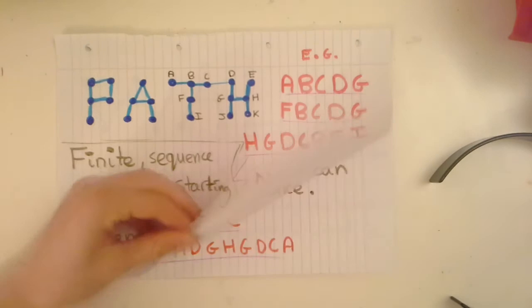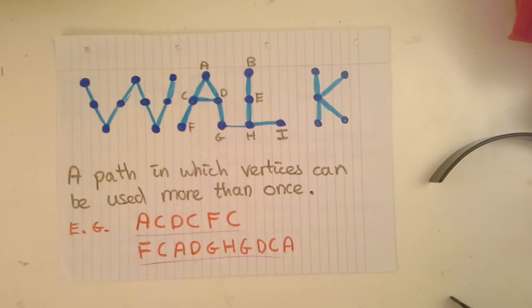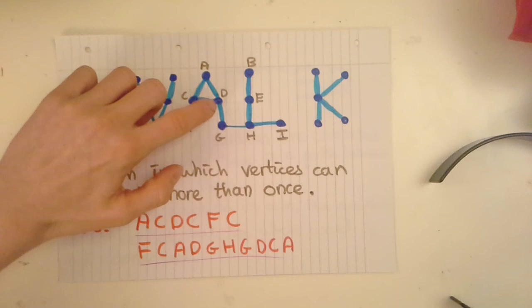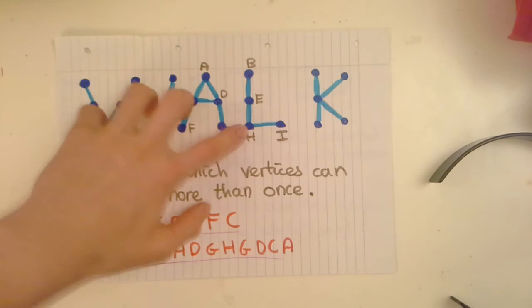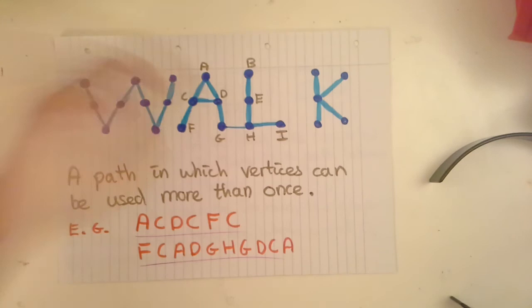And then we have a walk. A walk is the same thing as a path, but this time we can use the vertices more than once. So perhaps we might have A, C, D, back to C, to F, and then back to C again. We could have one that's slightly longer. We could start F, go to C, to A, to D, to G, to H, and then go back to G, then back to C, then back to D, then to C, and then to A. So that's just the path, but you can go over the vertices more than once.